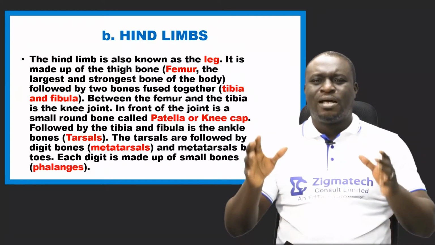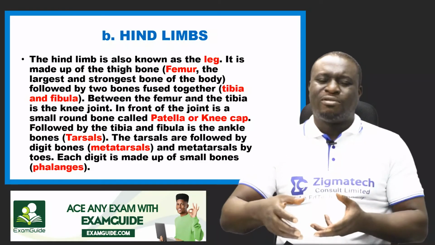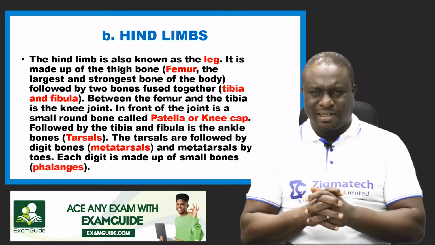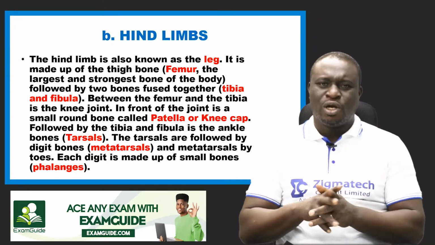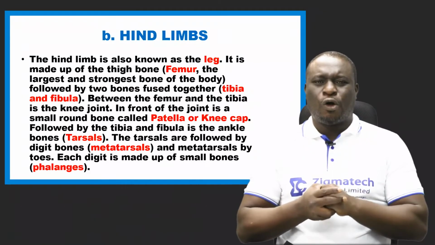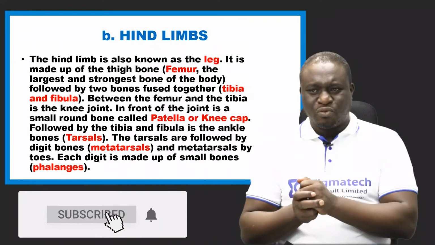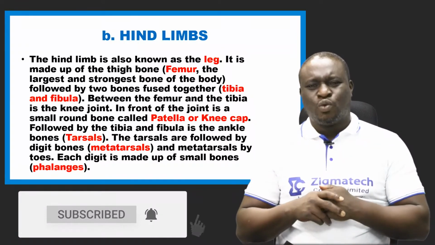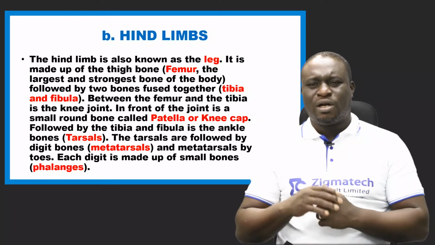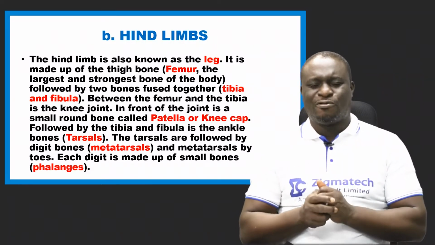Now, after the two short bones, we have the ankle bone. The ankle bone is called the tarsals. After the tarsals, we have the feet bone. The feet bone is called the metatarsals. And after the metatarsals, we have the digits, which can also be called the toes. And it also consists of phalanges.